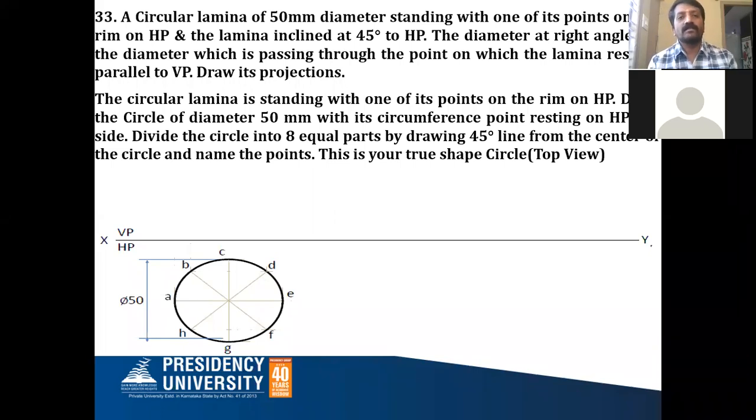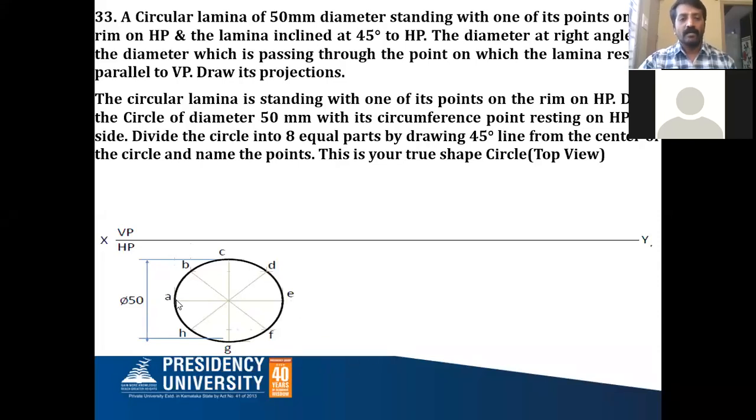From the first sentence, he has given the diameter of the circular lamina, that is 50 millimeter, and in continuation with that, he has given the information that it is resting on one of its points on the rim on HP. It is resting on HP means the top view you have to draw the true shape diagram. So draw XY line. Below that, you draw a circle of radius 25 millimeter or the diameter 50 millimeter like this, and divide the circle into 8 equal parts.